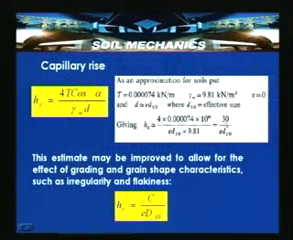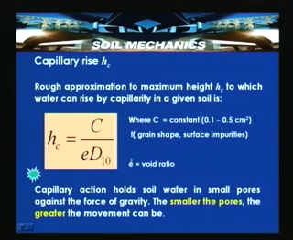This 30 is nothing but a constant. So, this can be reduced to Hc equal to C by e D10, where C is a constant. The estimate may be improved to allow for the effect of grading and grain shape characteristics such as irregularity and flakiness. So, Hc is equal to C by e D10. This can be further discussed here.